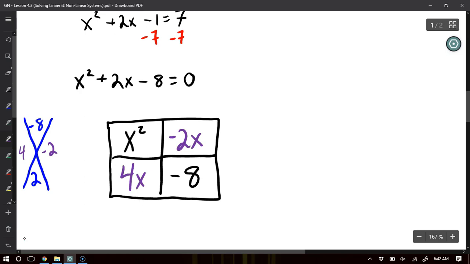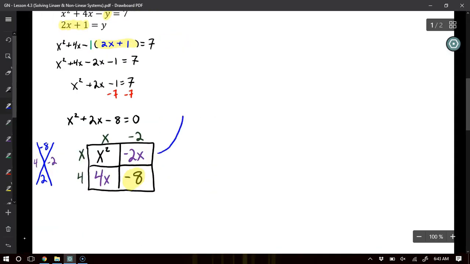Now we have the whole inside, so we're going to label the dimensions. To create the x squared, we have an x and an x. To create this negative 2x, the x needs to be multiplied by, it looks like, a negative 2. And then I can see x times what gives me 4x, and that would be 4. And we can always check, do I get negative 8 by multiplying the last digits, negative 2 and 4? Yes, that gives me negative 8. So I completely factored. So I have x plus 4 times x minus 2 equals 0.